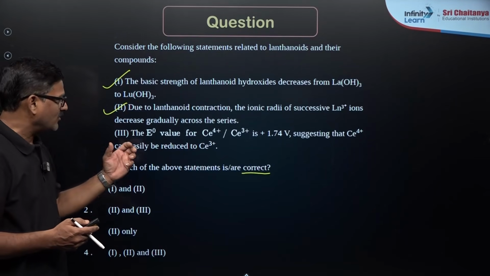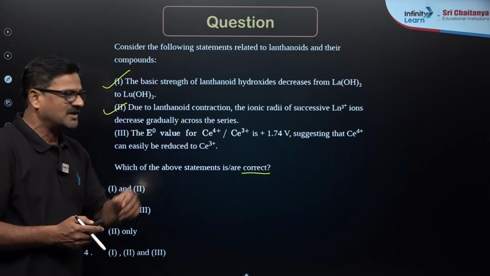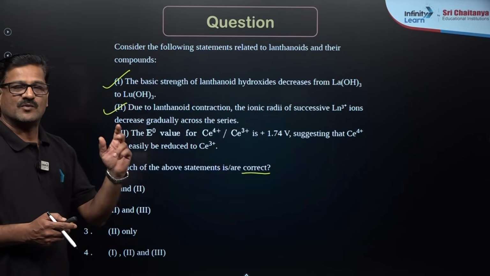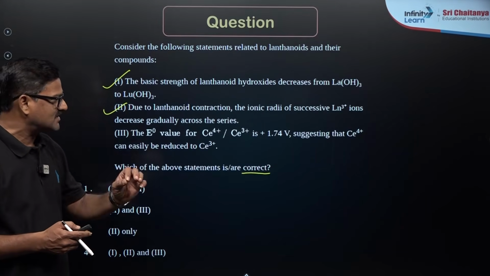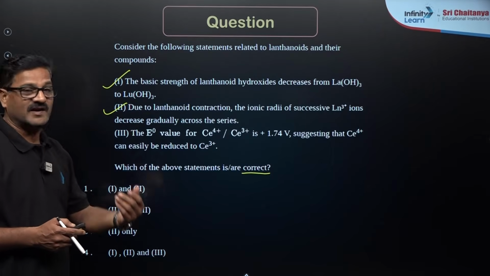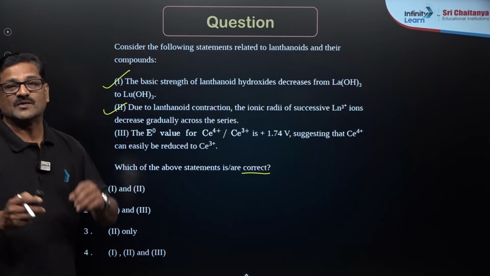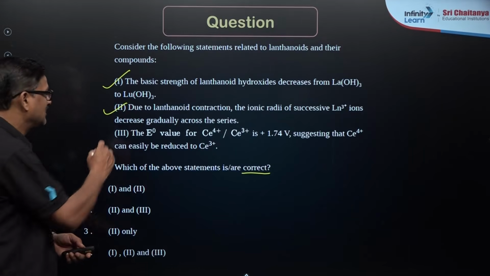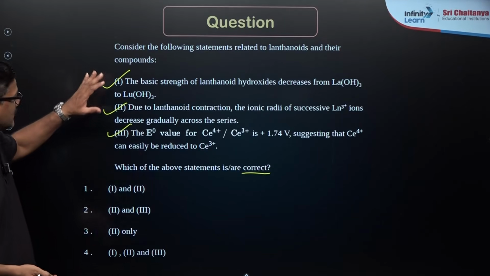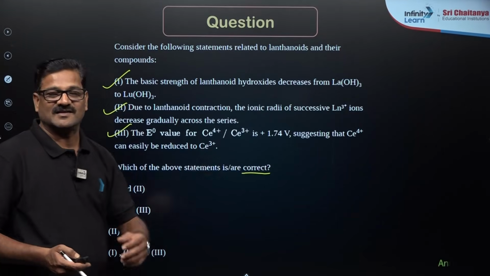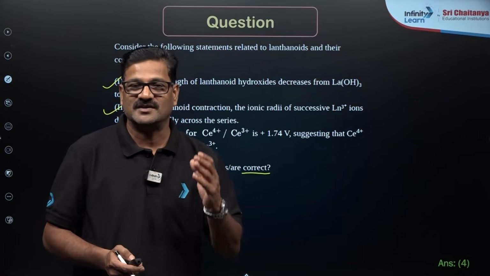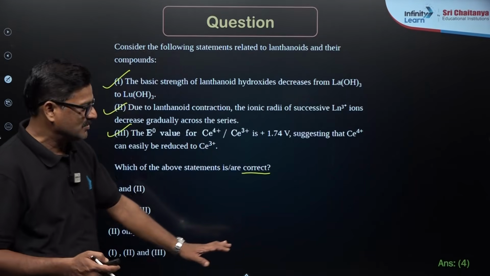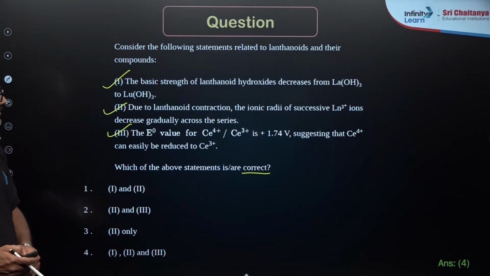And the E0 value for cerium 4+ to cerium 3+ is +1.74, which suggests that cerium 4+ can be easily reduced to cerium 3+. So cerium 4+ is a good oxidizing agent. Correct statement. So statements 1, 2, 3 are correct. This question is from D and F block elements, a very famous question. Option 4 is the correct answer.